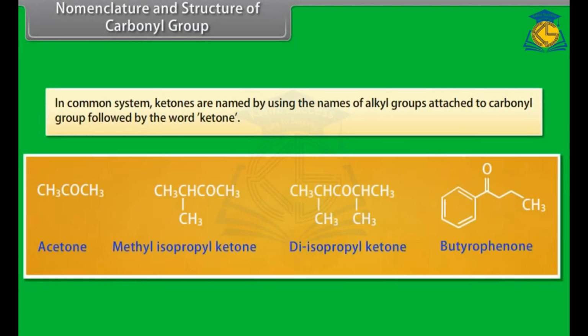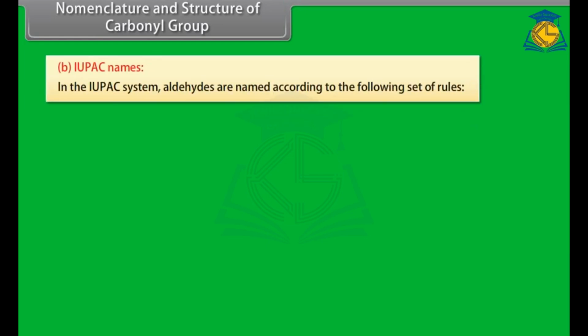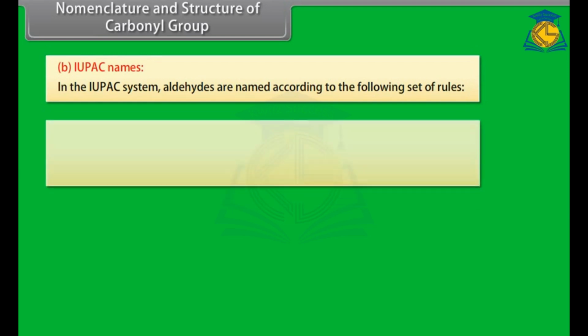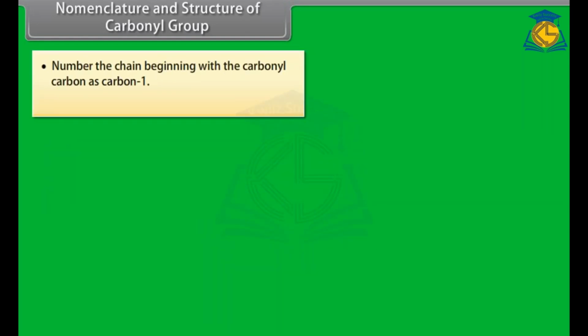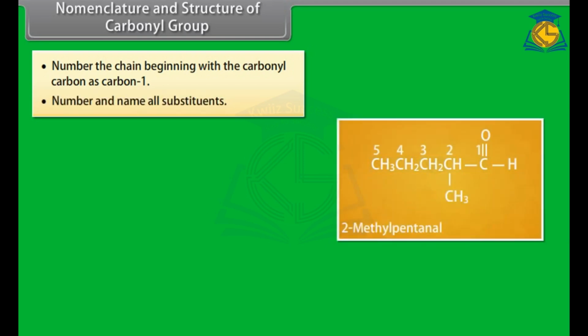In common system, ketones are named by using the names of alkyl groups attached to carbonyl group followed by the word ketone. Nomenclature and structure of carbonyl group. IUPAC names. In the IUPAC system, aldehydes are named according to the following set of rules. Determine the parent compound, that is, the longest continuous carbon chain containing the carbonyl group. Replace the final E of the parent alkane with AL. Number the chain beginning with the carbonyl carbon as carbon 1. Number and name all substituents.